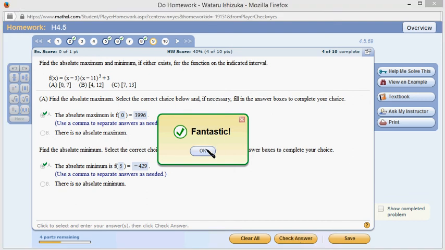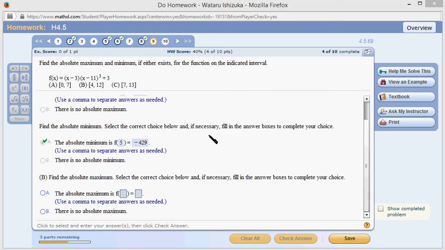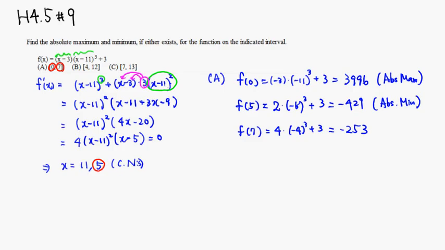And yep, that's it for part A. You can go through a similar process to do part B and part C. I'll let you guys finish it. That's it. I hope that this was clear.